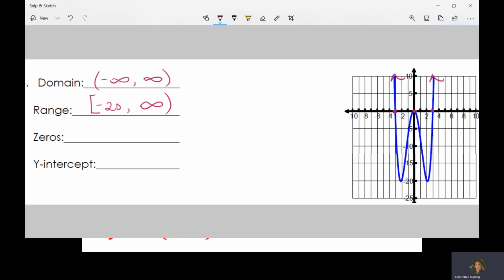So my zeros are, okay, what are my zeros? All right. And where's my y-intercept located? Where does it cross the y-axis? Wait. The zeros. Where it crosses the x-axis? Oh, yeah.